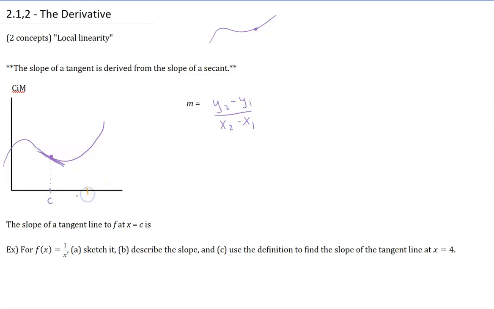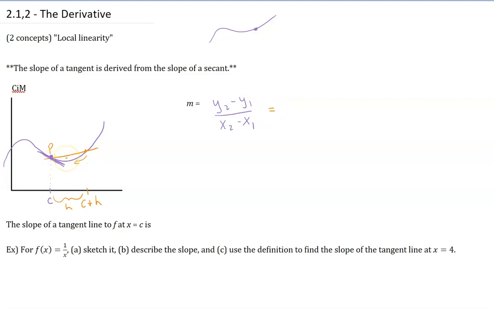Now really these 2 points are very, very close together, but just so that we can see what's going on, I'm adding some space between them. So this x value is c plus h, so h is the distance between these 2 points, and that gives me a second point here. Then our secant line is this, but then this point is moving closer and closer to this point P over here.